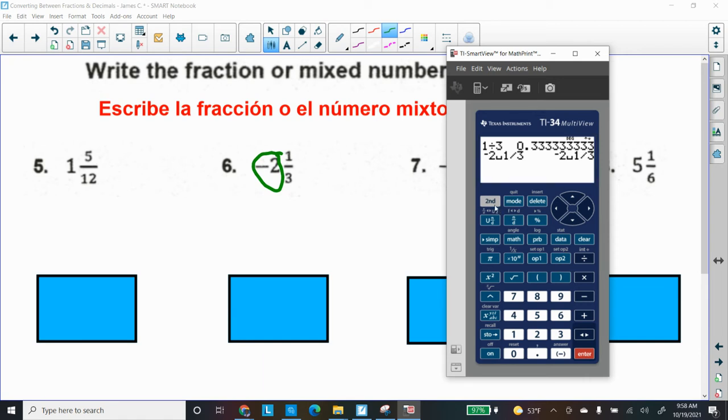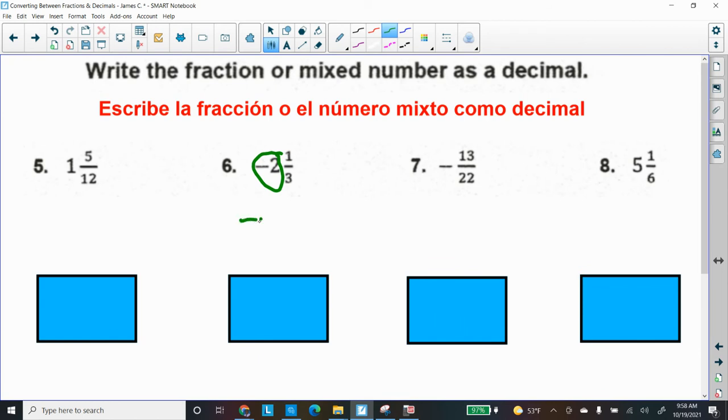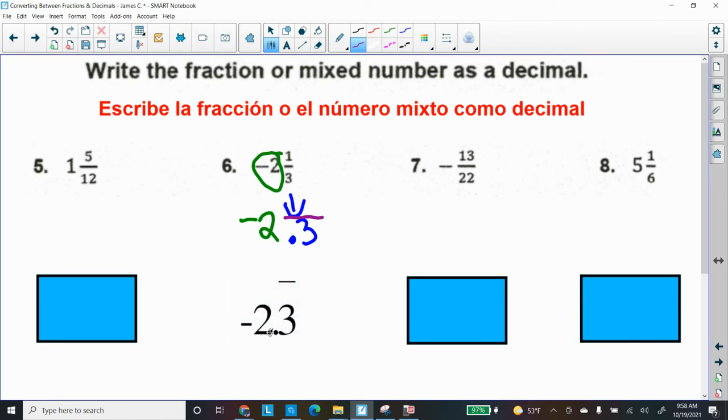I got my fraction. Now press second, PRB button, and there's my fraction to decimal. Press enter. Oops, let me delete that. Press enter, and I get -2.3333, all those 3's. Now, Dr. Rob, you don't have the -2 there. No, I said it was already there. So all you needed to write was the 1/3. I knew all of that was 0.3 repeating, and I'll put a little line on top of that. So I did it both ways and got the same answer.